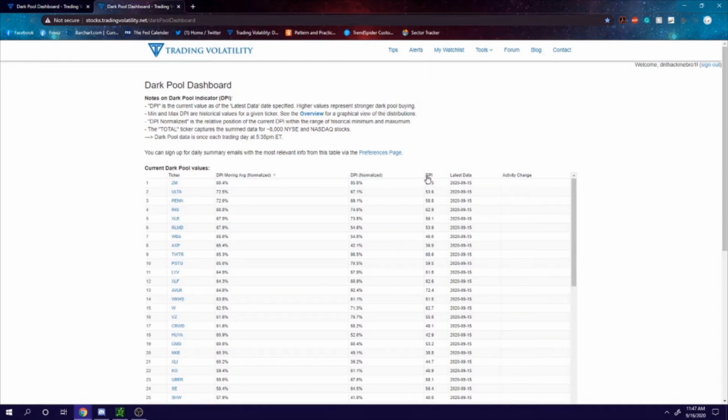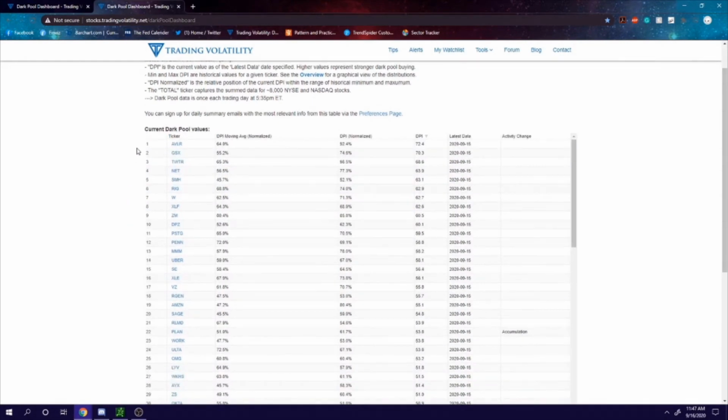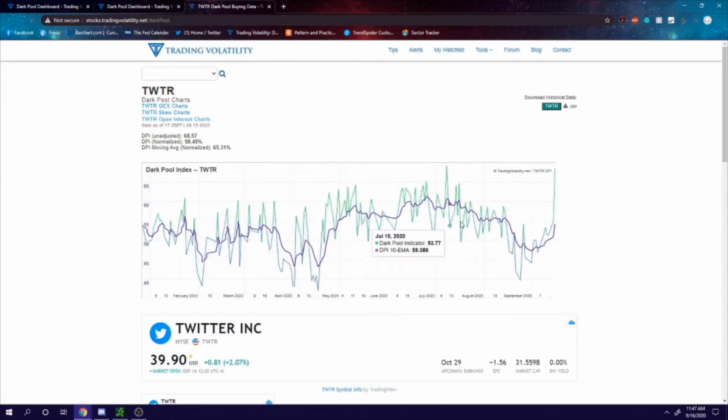So what I like to do is sort by DPI, and this gives you an overview of which tickers institutions and big money might be accumulating. So if we click on Twitter, for example, it'll bring you to a visual chart on how you can see what the institutions are doing. It gives you its moving average, a 10 EMA for the dark pool, and even looking at yesterday, crazy amounts of buying on Tuesday.